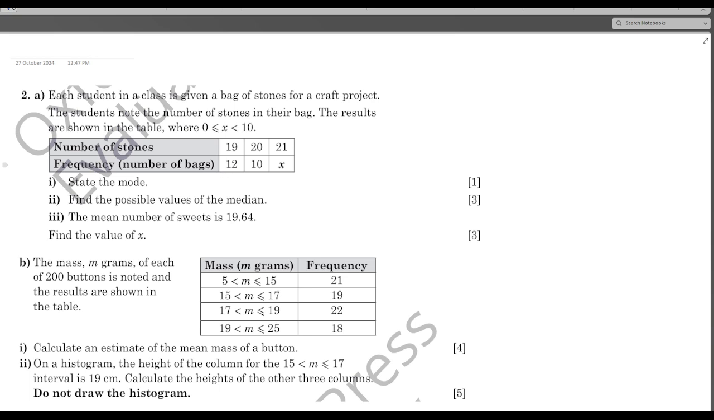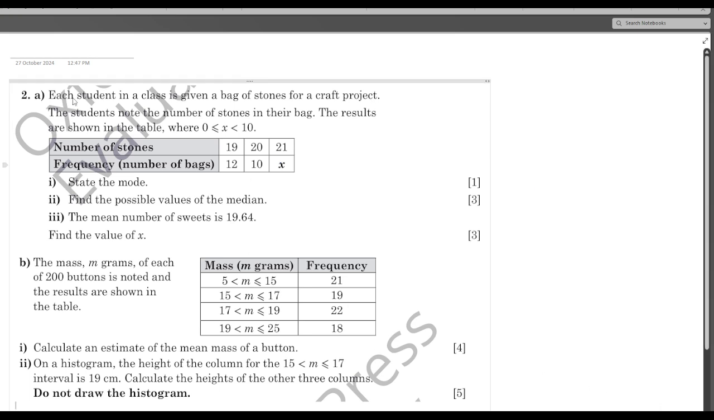Each student in a class is given a bag of stones for a craft project. The students note the number of stones in their bag. So in 12 bags there are 19 stones. In 20 bags there are 10 stones, and in x bags there are 21 stones. So x bags means each bag has 21 stones, and like this I have x bags. State the mode. The total number of bags is not given.